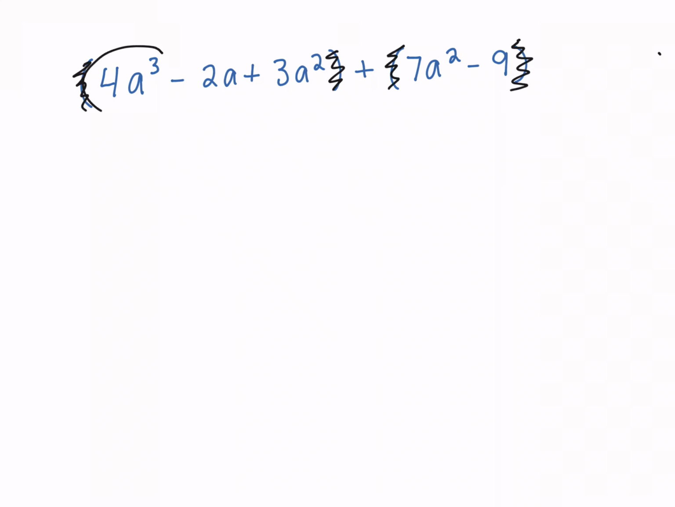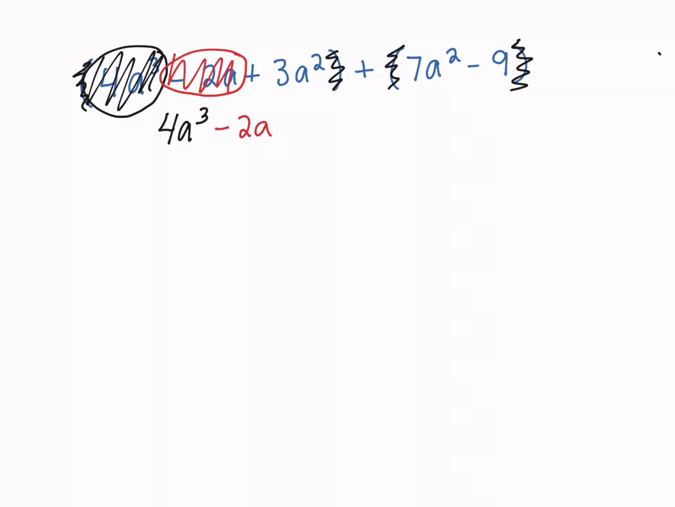And I'm going to circle my first term. I have 4a to the third. I'm going to look through all my other terms. Is there anything else with an a to the third? No. So that doesn't combine with anything. I'm just going to rewrite it. My next term, I have negative 2a. I look through all my other terms, and again, there's nothing else that has just an a, so that can't combine with anything. I'm just going to rewrite it.